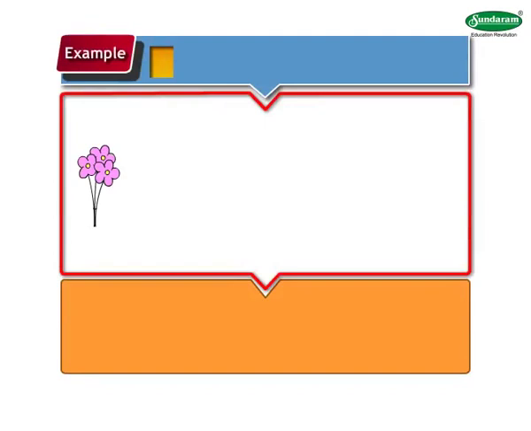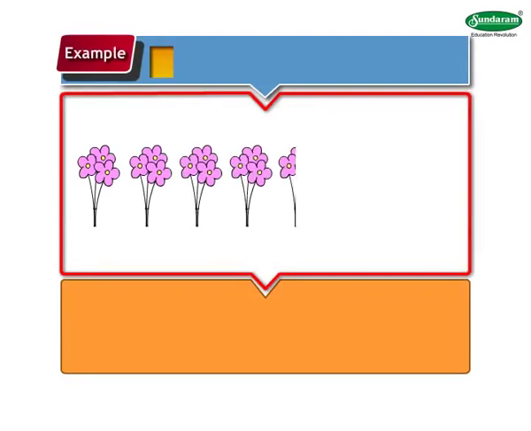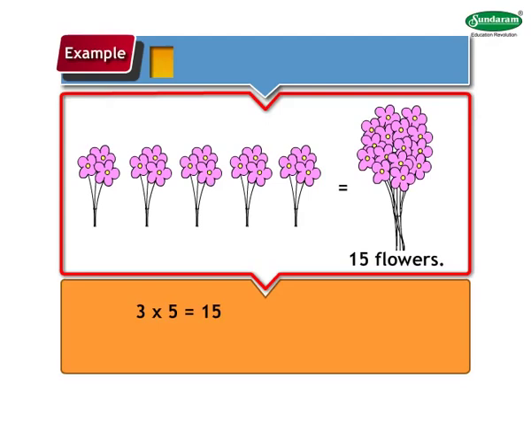There are 3 flowers in one bunch, and there are 5 such bunches. If we combine all these 5 bunches, we get 3 multiplied by 5, which is equal to 15 flowers. Here, the operation involved is multiplication. Division is exactly the opposite of multiplication.